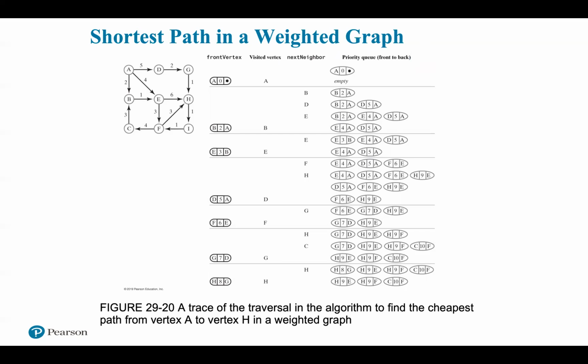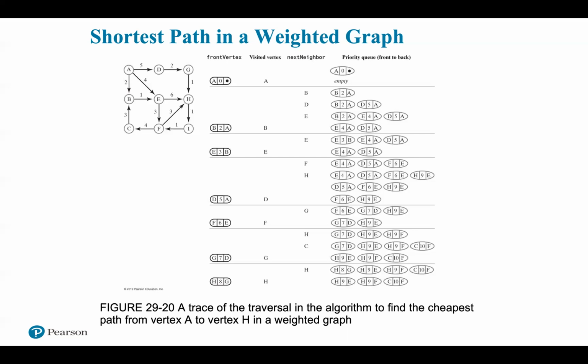Just as a note, in a weighted graph the shortest path between two given vertices has the smallest edge weight sum, and the algorithm to find this path is based on a breadth first traversal. Several paths in a weighted graph may share the same minimum edge weight sum. Our algorithm will find only one of these paths.